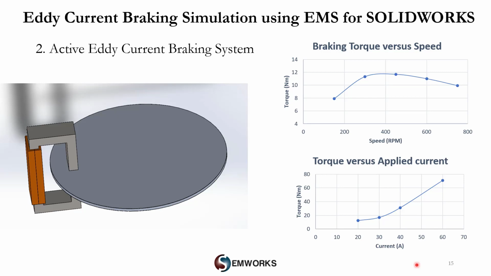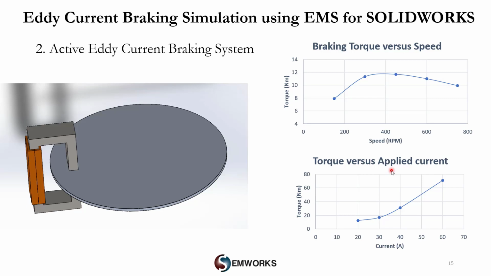Such a system gives more flexibility since we can adjust the current to vary the produced braking torque. The braking torque of this system versus speed is shown in the top right side. It is between 8 and 12 Newton meter. As you can see, the braking torque increases with speed, then it reaches some peak value around 400 RPM, then it decreases. This is the braking torque of this system with one electromagnet.